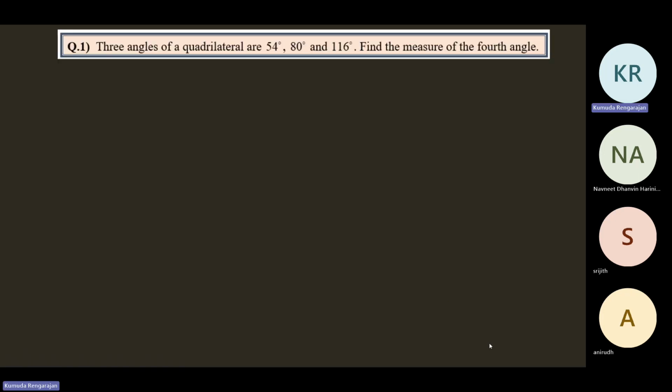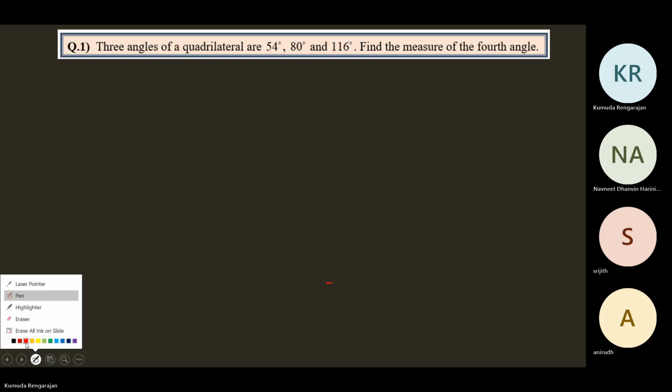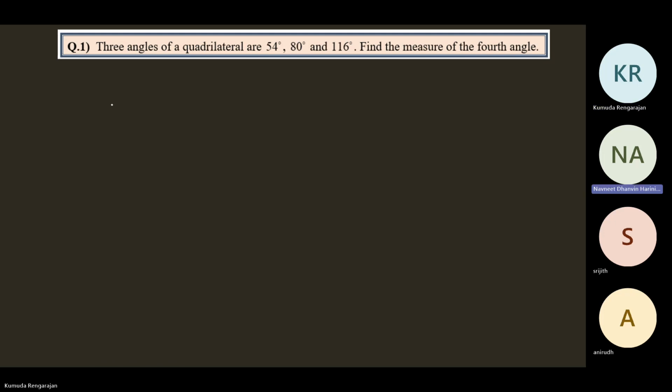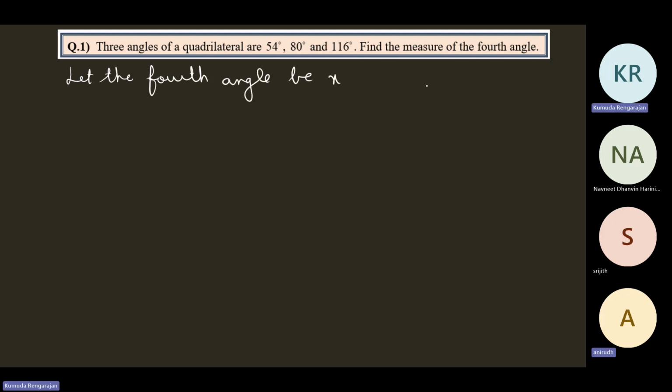Yeah, answer this question. Tell me the steps. Ma'am, 360 minus bracket 54 plus 80 plus 116. Okay, correct. So we'll say let the fourth angle be X. 54 plus 80 plus 116 plus X.